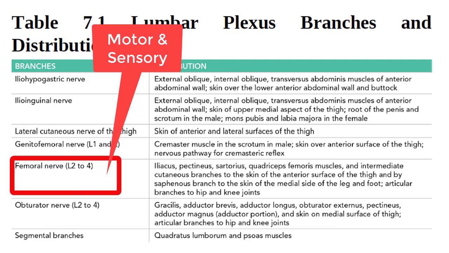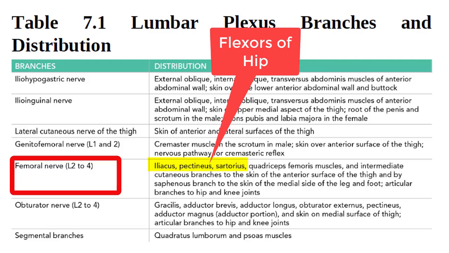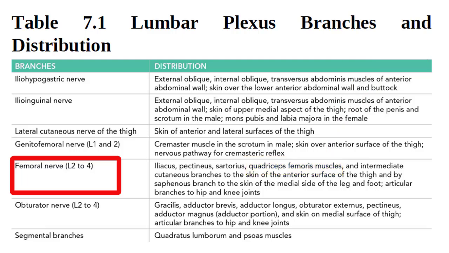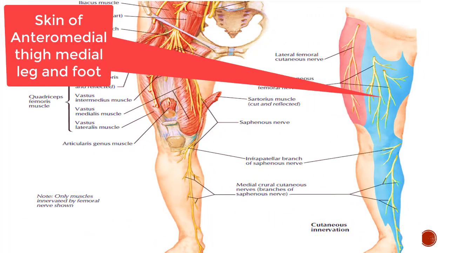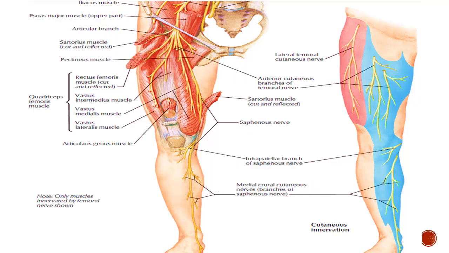It supplies motor innervation to the flexors of the hip, which are iliacus, pectineus and sartorius. It also gives motor supply to the extensors of the knee, which are the quadriceps femoris, and you know the quadriceps includes rectus femoris, vastus lateralis, vastus medialis and vastus intermedius. Besides this, it also supplies sensory areas: the skin of the anteromedial thigh, and the skin of the medial leg and the foot. This is through the saphenous nerve. Hence, we can say the saphenous nerve is a sensory nerve that arises from the femoral nerve.